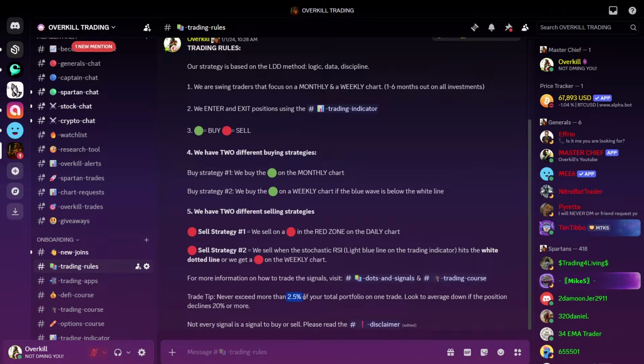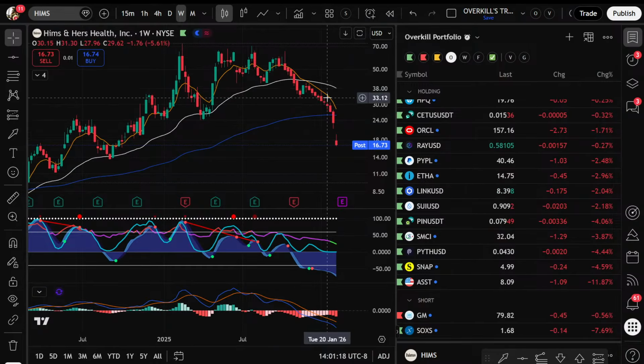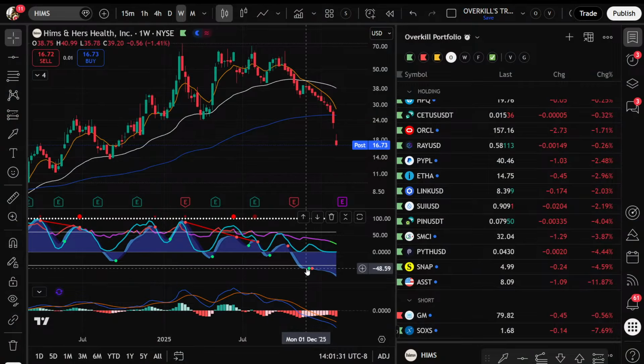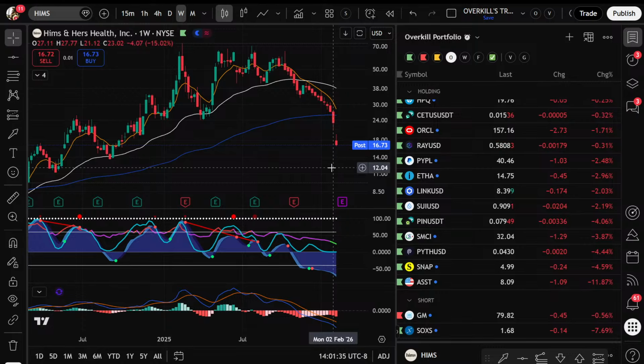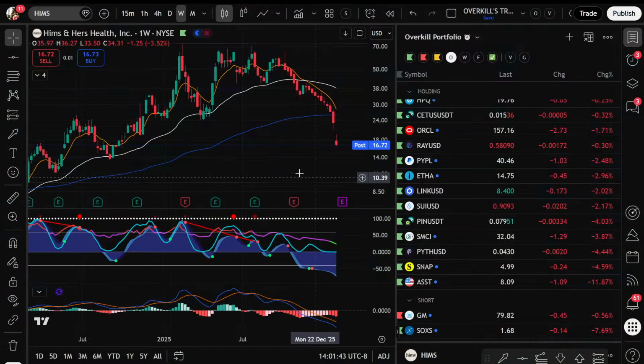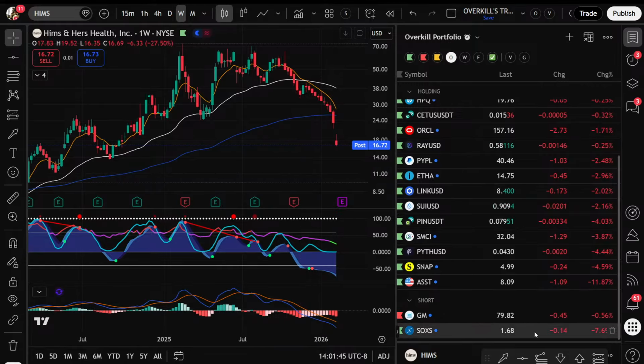Because if you only invest 2.5% into HIMS, say right here at 30, and it goes down 50%, you're only losing about 1.5% of your total portfolio. Does that make sense? So if you only invested 2.5% here on this green dot, and it went down 50%, you only lose a small part of your total portfolio because you only risked 2.5% of it. So just something to think about.